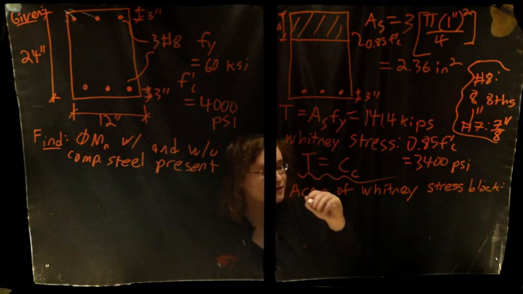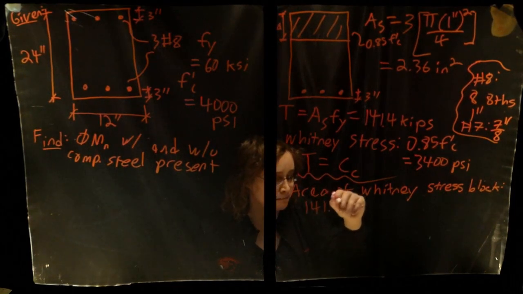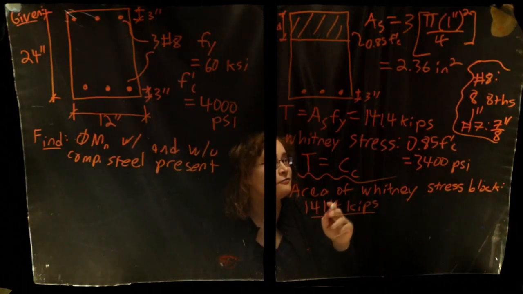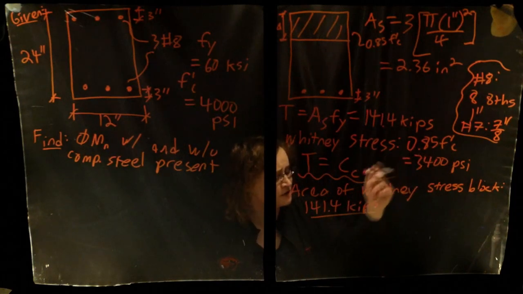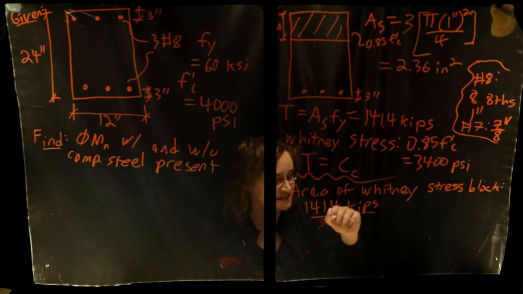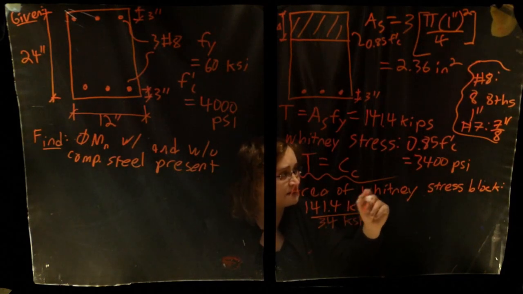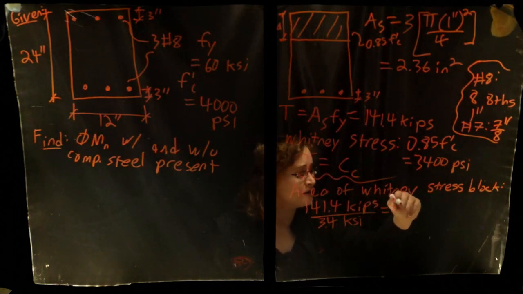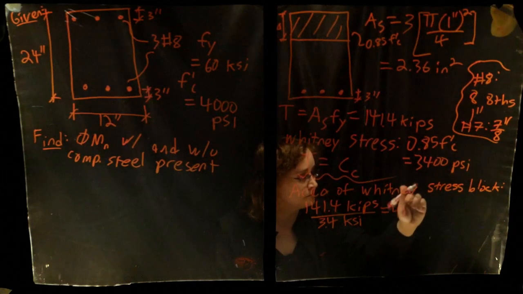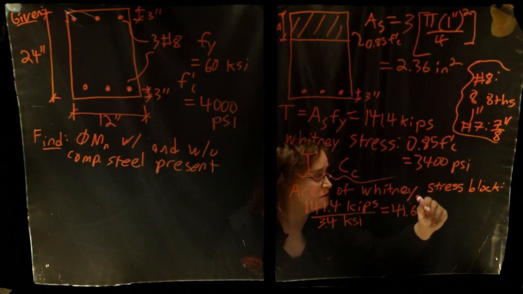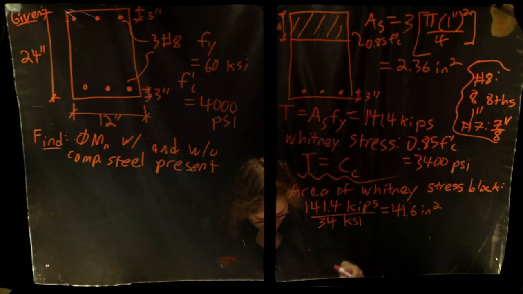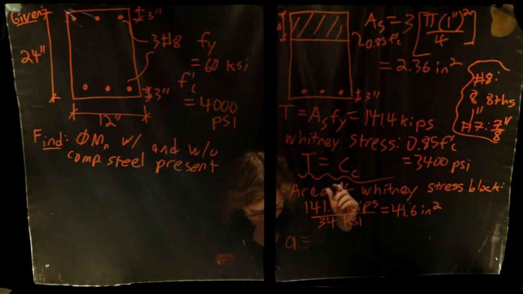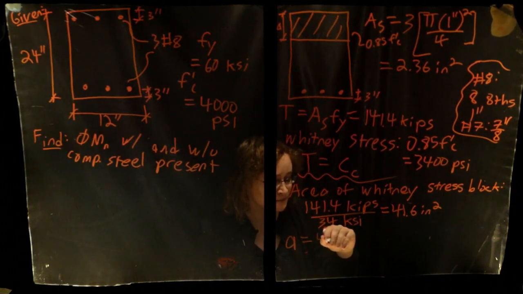And that will be 141.4 kips divided by 3.4 ksi, or 3,400 psi. I just have this in 3.4 ksi, just dividing by 1,000 to go from psi to ksi, and I get an area of 41.6 square inches. So our Whitney stress block must have an area of 41.6 square inches.